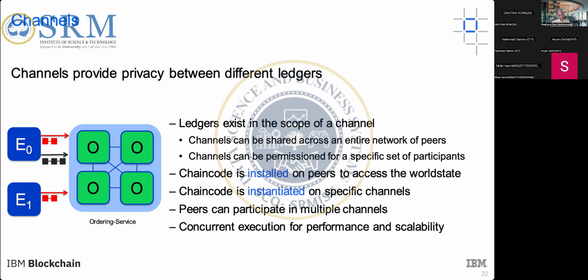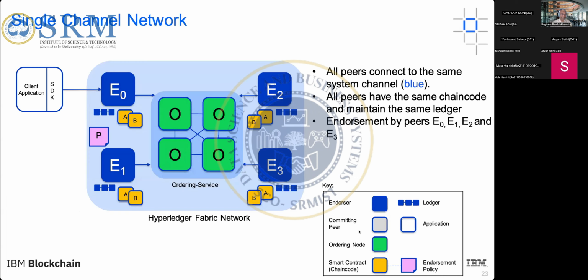Finally, TradeLens is a big failure story, because the other shipping companies don't want to participate in this blockchain. Maersk has a lot of monopoly over the blockchain because they built it. The other companies don't want to join, and then they had another blockchain consortium, something like that. So peers can participate in multiple channels, and concurrent execution happens for performance and scalability.